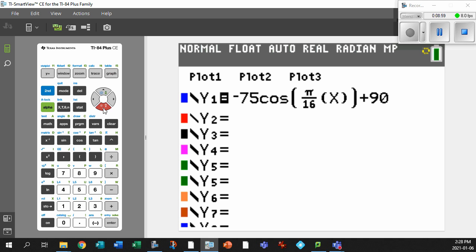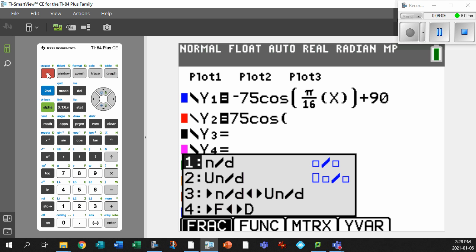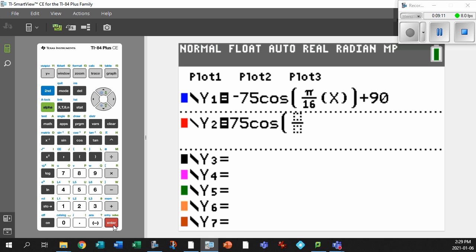And now I'm going to put my other one in here. My other one, of course, we know was 75, but now it's a positive 75 cos. I still have my pi over 16 there because my period hasn't changed. Just because I shifted my graph back and forth, I haven't changed my period. There's the 16, there's my bracket, but the shift now has to come in here. There's my x minus 16 because I moved it over 16 minutes. Bracket, and then there's my plus 90.